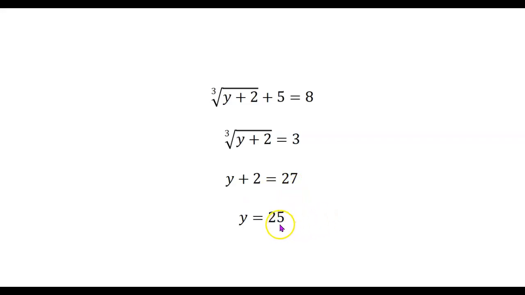So that's our solution. If you check it, 25 plus 2 is 27. Cube root of 27 is 3. 3 plus 5 is 8.